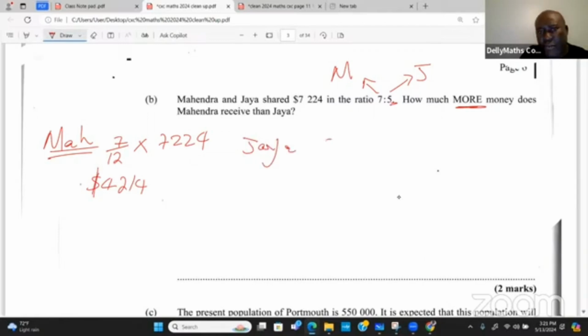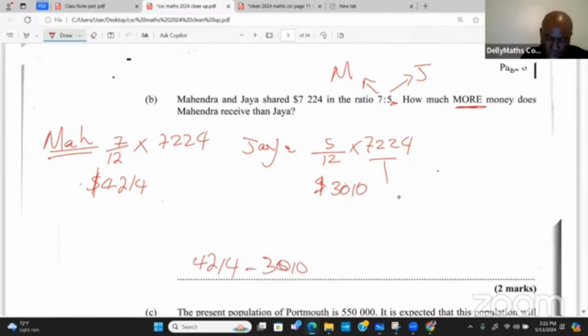Let's work out Java. Java got 5 out of the 12. So 5 over 12 times 7,224. Work that out. 5 divided by 12 times 7,224. And this person is getting $3,010. So how much more we're referring to? We're going to have to subtract. So you want to subtract. And we're getting $1,214, right? So there it is that we have.